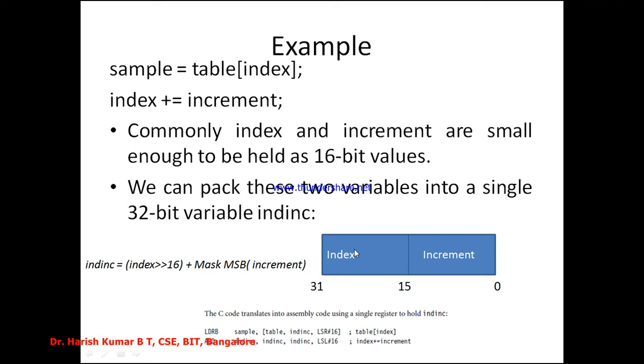So when I want to finally compute the new index value, this is what I do. Now this index value, which is here in the most significant 16 bits, I take it to the least significant 16 bits by performing a 16-bit right shift, and then I add that with this increment. Now when I'm adding this with increment, I have to mask this. I have to make this part 0. Now this you have to take here. When I take this here by performing the right shift, index comes here and this is all 0.